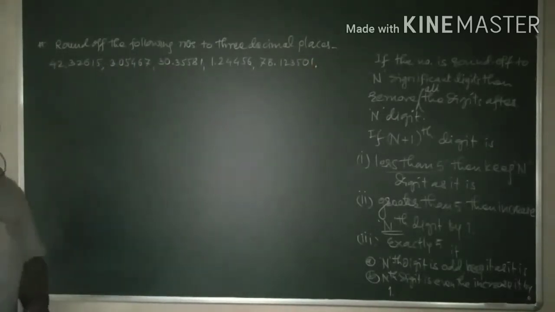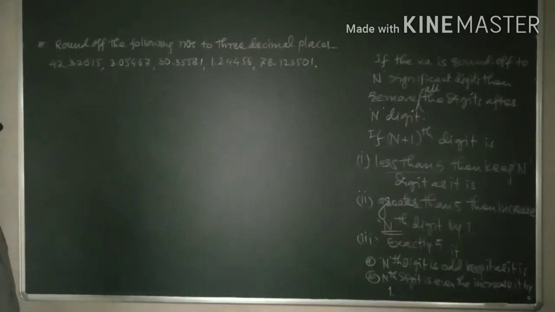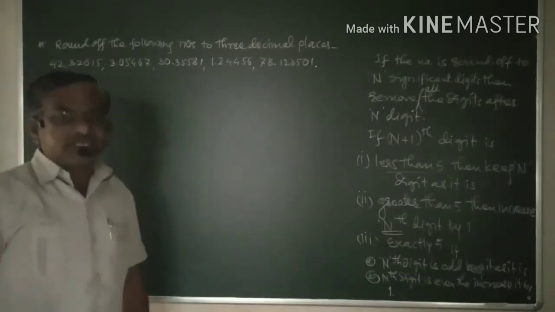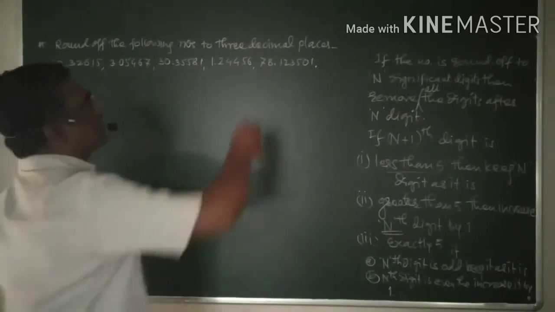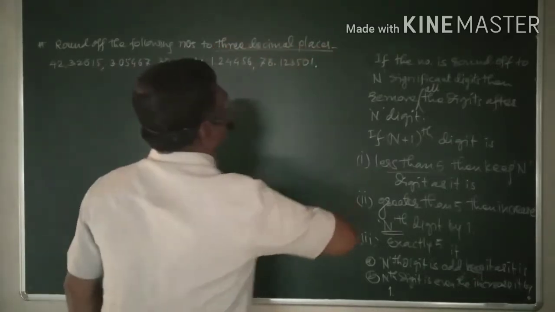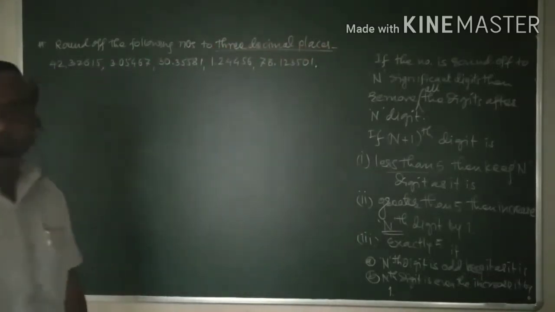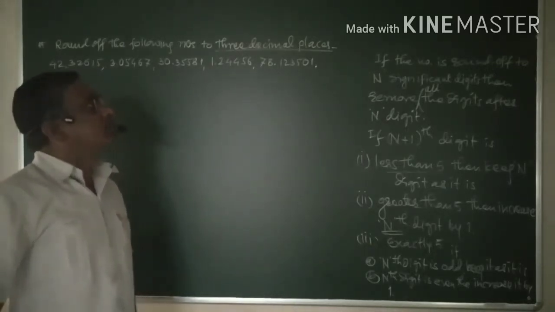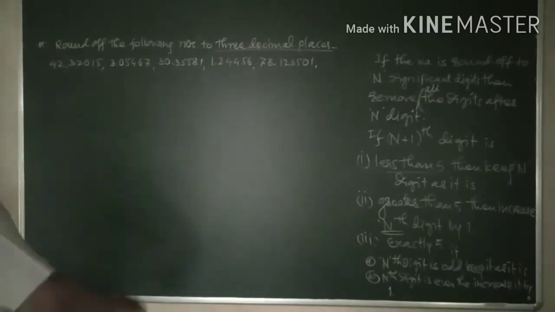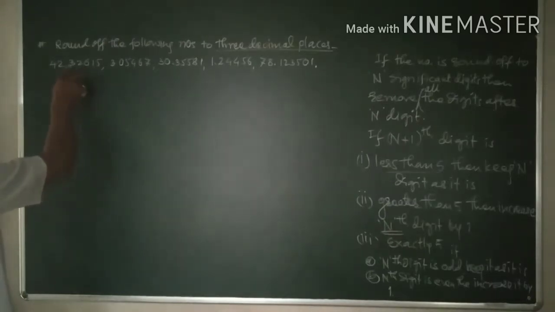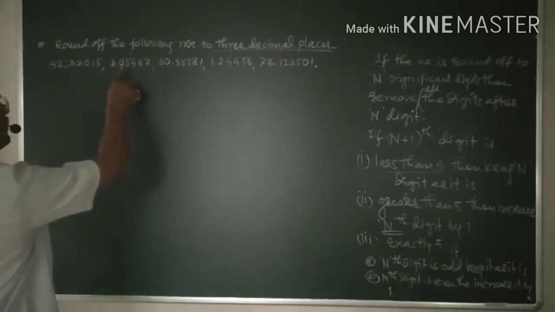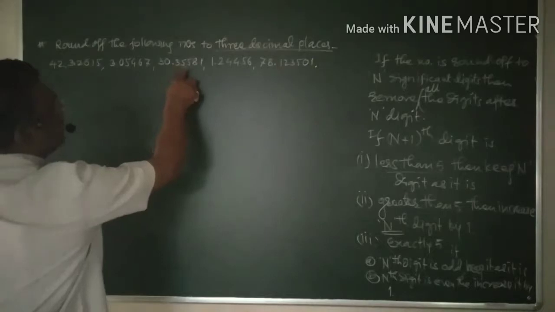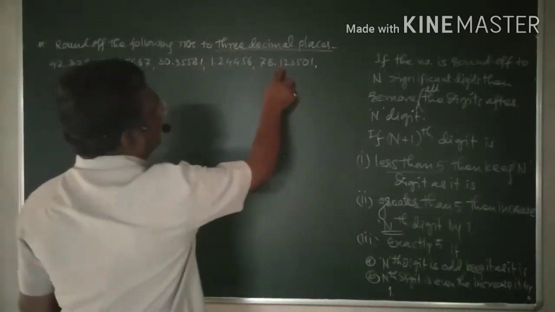Now let us look at this example. Round off the following numbers to 3 decimal places. And the previous example was up to 3 significant figures. Now decimal places means here 1, 2, 3. Here is also 1, 2, 3, 1, 2, 3, 1, 2, 3.